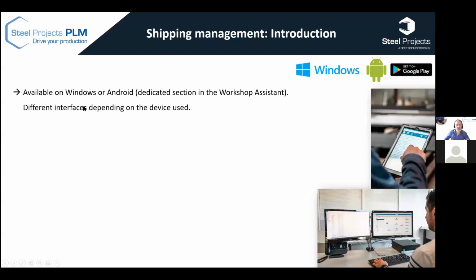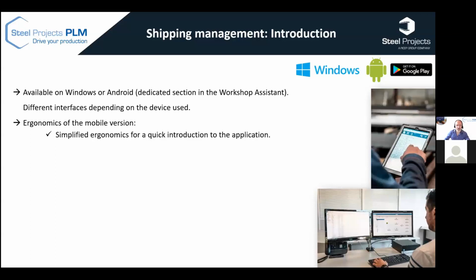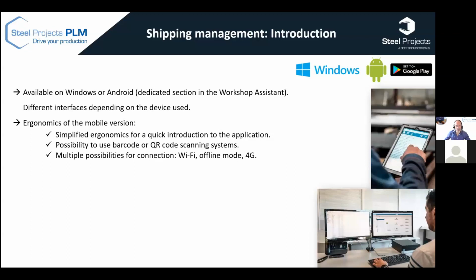Our shipping management is available on Windows, in Steel Project PLM, and on Android, of course, in a dedicated section in our workshop assistant app. It's ergonomic on the mobile version. We will see that later. We simplified the ergonomics to use it on the app. We can use barcodes and QR codes to manage it, or do it manually. We've got multiple ways to connect: Wi-Fi, offline modes, 4G.